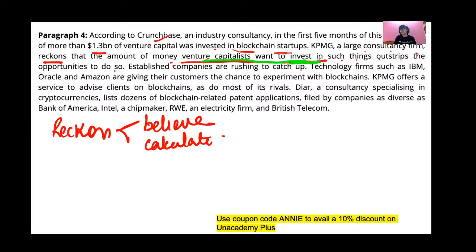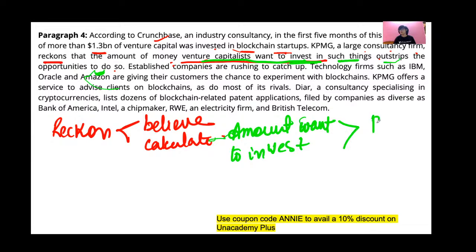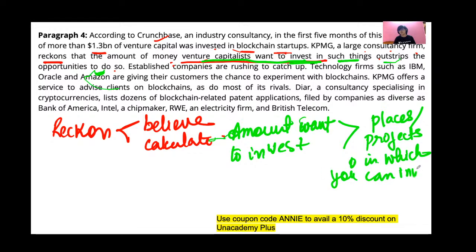Venture capitalists want to invest in such things. In which things? In Bitcoin. It outstrips, it is greater than the opportunities to do so. Which means the amount which you want to invest is greater than the places or projects in which you can invest.